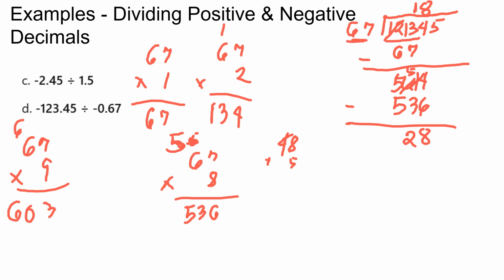And then what do I do now? I ask the question, how many 67s are there in 28? It's impossible. Now I have to bring down 5 again, beside 28. And now we do the estimated multiplication again to answer the question, how many 67s are there in 285?